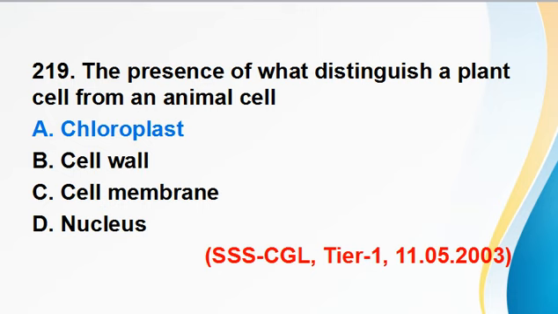If we talk about the cell wall, then the cell wall is also not present in the animal cell. So both are correct, A and B. Chloroplast and cell wall are present only in the plant cell, and they are not present in the animal cell. So answer A, B both are correct.